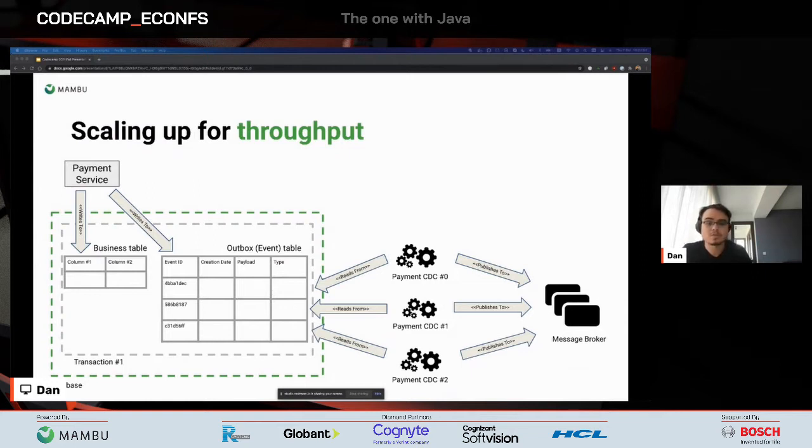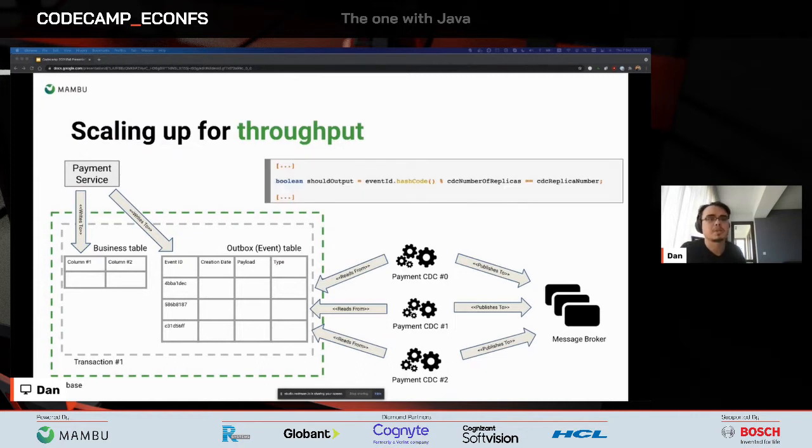The most straightforward solution we can come up with is simply partitioning based on event ID, basically generating a hash code and partitioning by the number of replicas, and then each replica would simply skip events which are not part of their own partition.